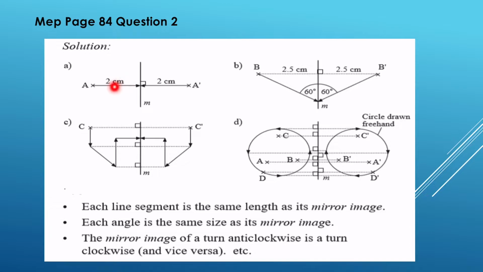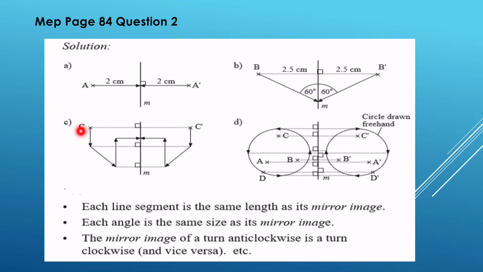For part A, point A is 2 centimeter away from the mirror line M, so A prime should be 2 centimeter away. Also, do not forget that the line here should be perpendicular, and by perpendicular we mean a right angle. For part B, point B is over here. It has a 60-degree angle with mirror line M. So to find point B prime, we need to draw a perpendicular line that is 2.5 centimeter away from the mirror line, same distance as point B.